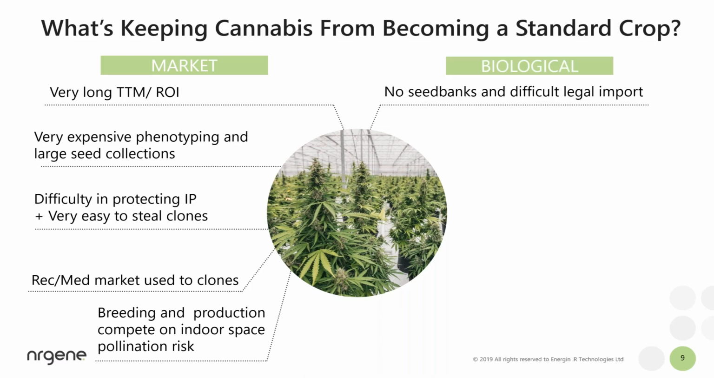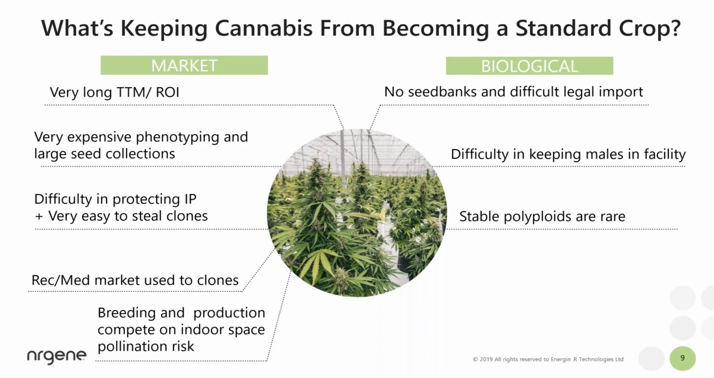And then there's the biological aspects. There are no seed banks, and it's very difficult to import germplasm collections from other countries. There is difficulty in keeping males in the facility because crops would be pollinated, and you need very strict control over what gets pollinated by what other plants. Stable polyploids and other shortcuts that make breeding more efficient are rare in the cannabis industry. The plant is dioecious or monoecious or hermaphrodite, so this makes the breeding difficult. You have to be able to convert males into females and vice versa to create successful crosses and inbreeding.